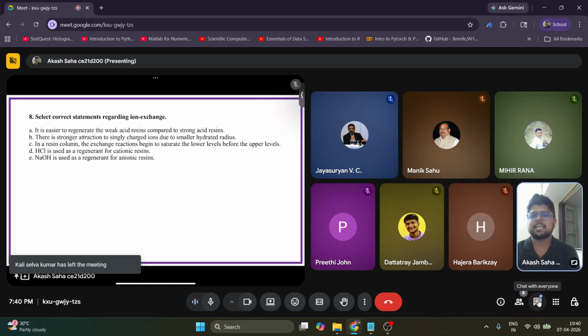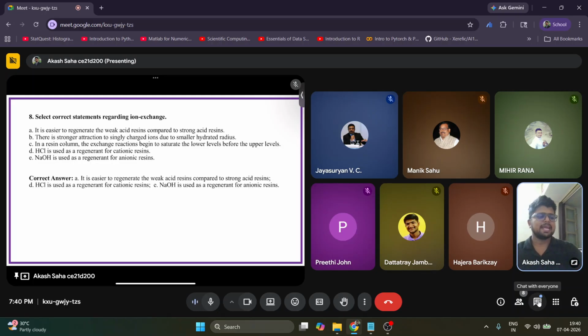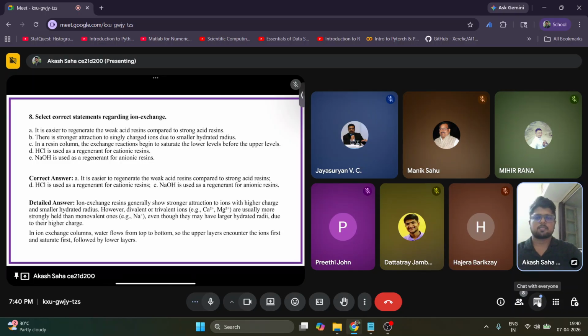Then HCl and NaOH are used as regenerants for the cationic and anionic resins respectively. So D and E are correct. So here options A, D and E are correct. Always remember charge matters more for the attraction, and in an ion exchange column water flows from top to bottom. So that's why the top ions will be saturated first.